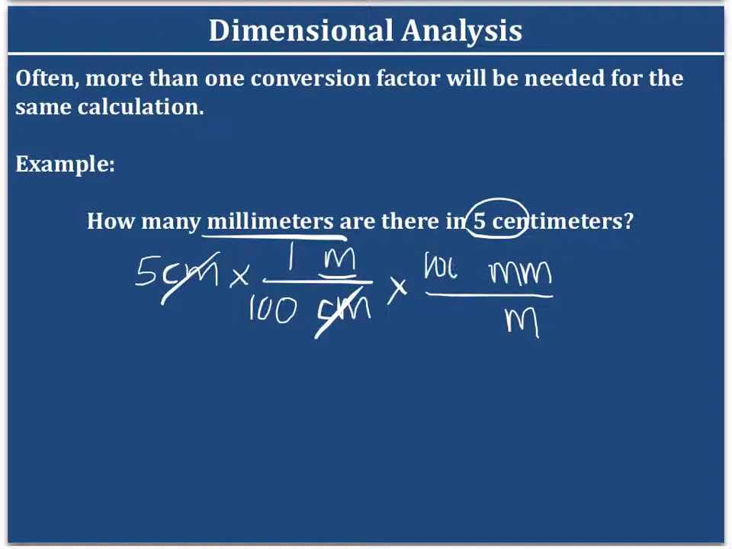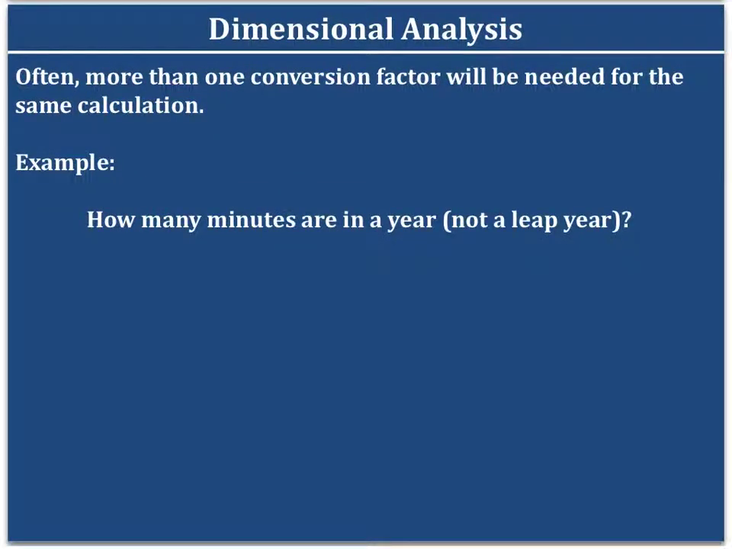And there's 1,000 millimeters in 1 meter. So our answer would be 5 divided by 100 times 1,000. So we get 50 millimeters. Okay, let's try another problem that actually takes even more than 2 steps of dimensional analysis, but it's the same exact process no matter how many steps you have.